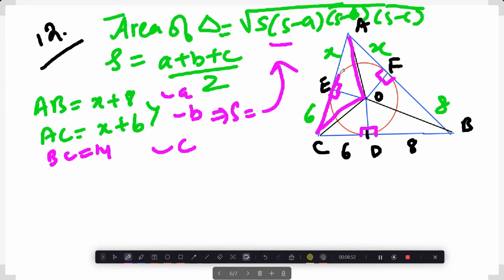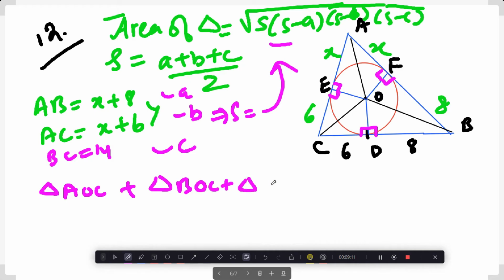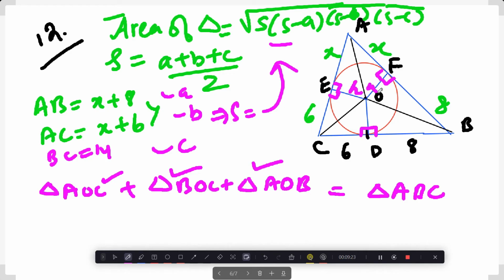One is this, one is this, and one is this. So the area of triangle AOC plus area of triangle BOC plus area of triangle AOB will be equal to the area of triangle ABC. For these three, it is very simple, half base into height. Height is the radius in all the cases.